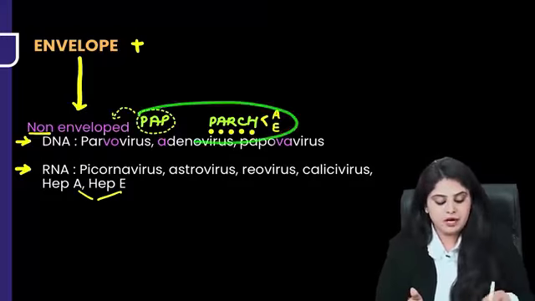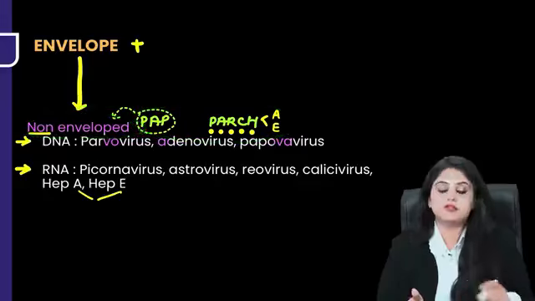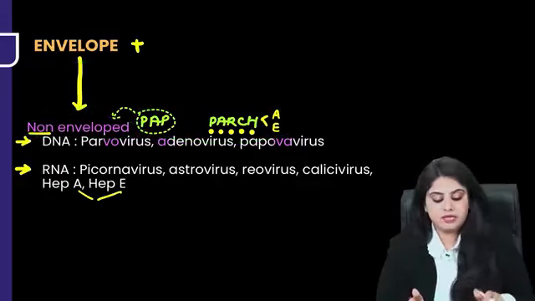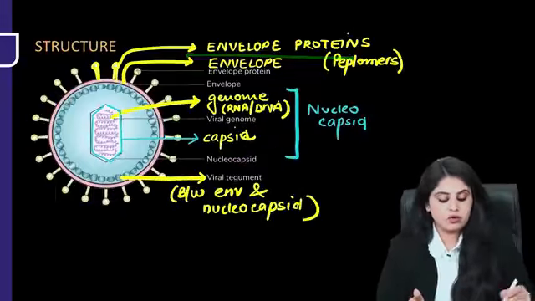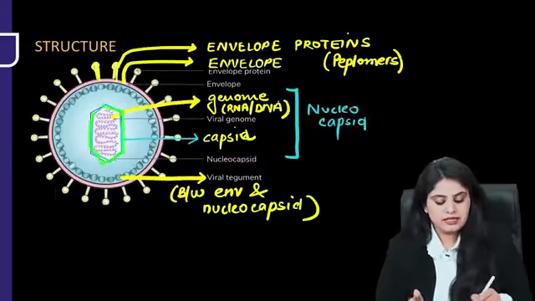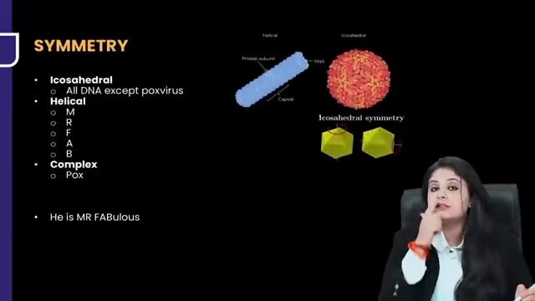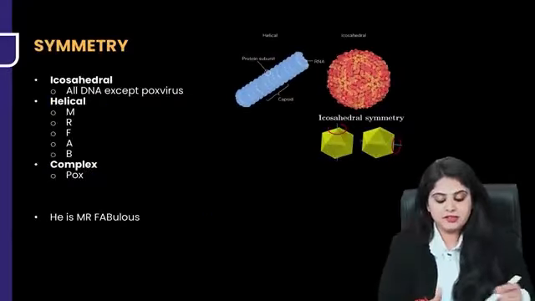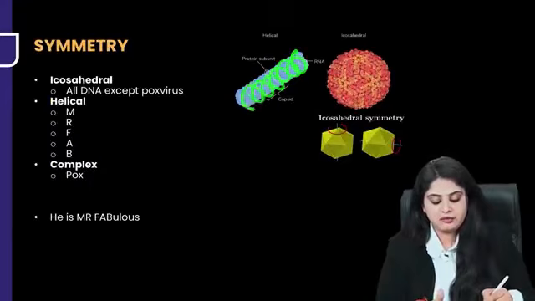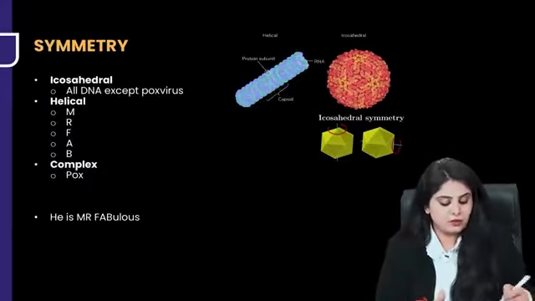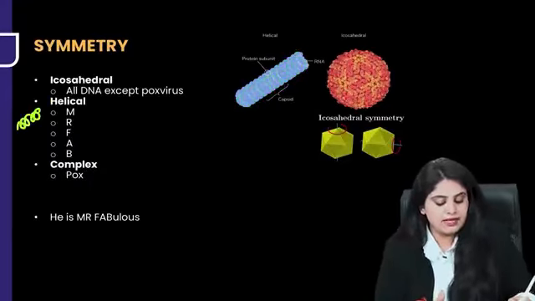Remember, PAP and PARCH do not have an envelope. Rest all of them have an envelope. So the envelope story is done. Now let me talk about this story over here. That is the entire nucleocapsid. Do you know the nucleocapsid has a kind of a symmetry? Every genome has a symmetry. Sometimes it can look like this. What do you want to call this? Ma'am, when it's going round and round like this, I'll call it helical.